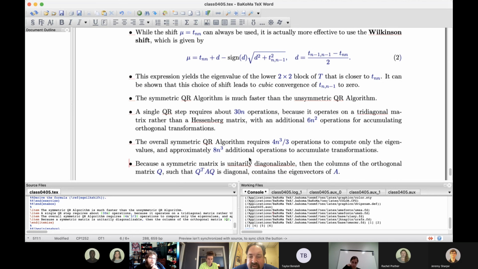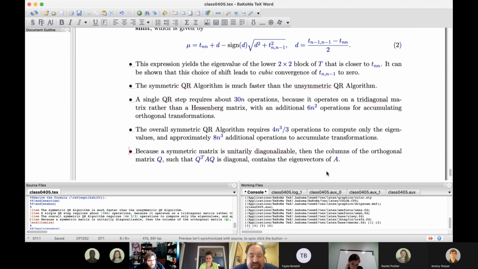And because it's symmetric, once you compute a Schur decomposition, the columns of Q from your Schur decomposition are the eigenvectors. So there's no extra work to do there. That's one of the main benefits of the symmetric QR algorithm. It gives you the eigenvalues and eigenvectors, whereas in the unsymmetric case, you get the eigenvalues and the Schur vectors, which are not eigenvectors. So that would take some extra post-processing, actually a lot of extra post-processing if you want the eigenvectors in that case. Okay, so that's all I have to say about the symmetric QR algorithm.